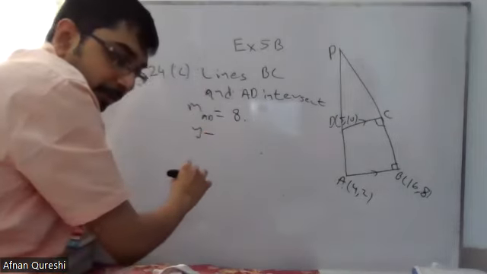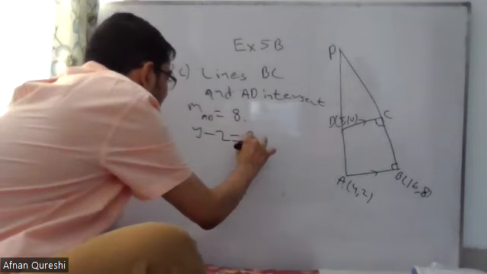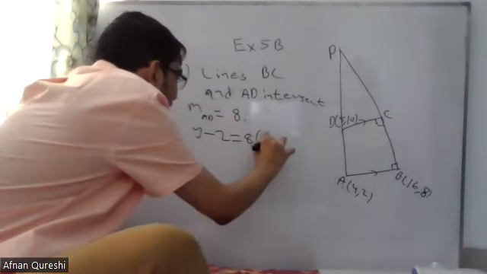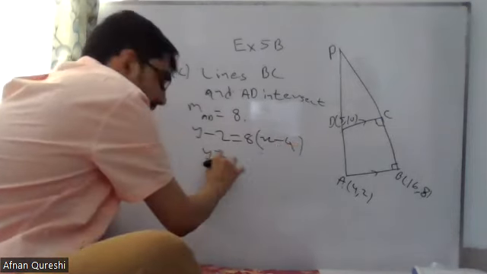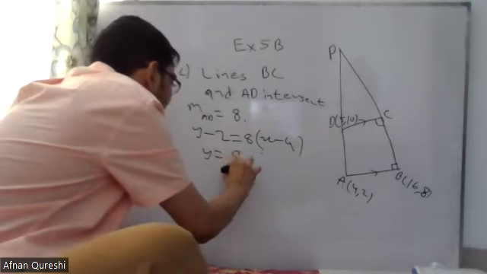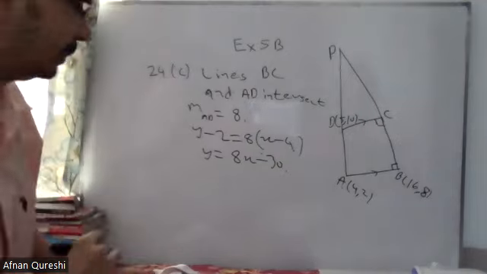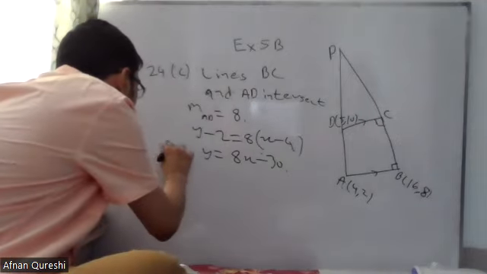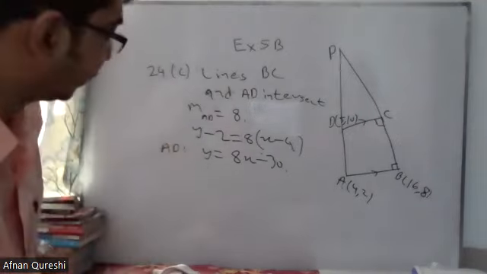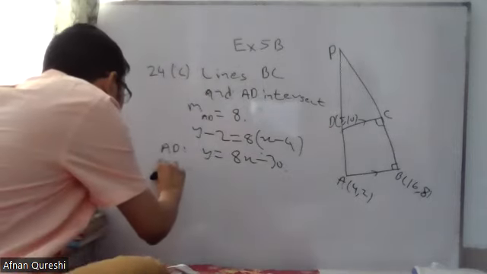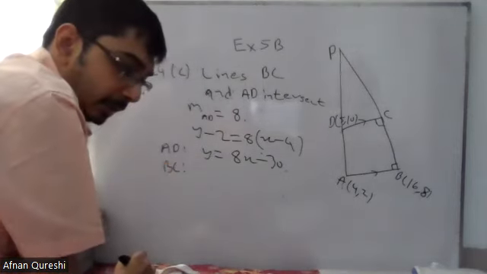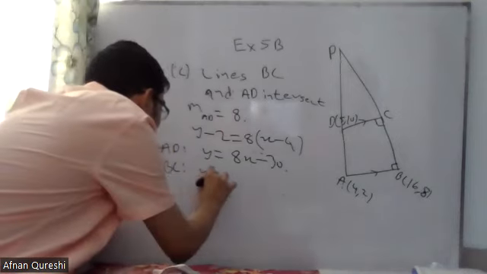So y minus 2 is equal to 8 into x minus 4. So this is y is equal to 8x minus 30. That is what you're going to get, and that is the equation of AD. Previously, we had also found the equation of BC, that is y is equal to minus 2x plus 40.